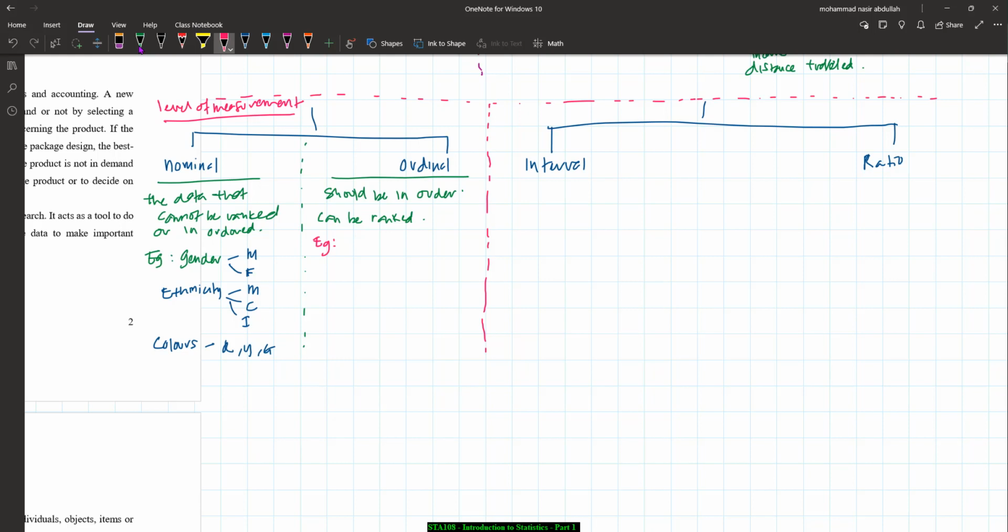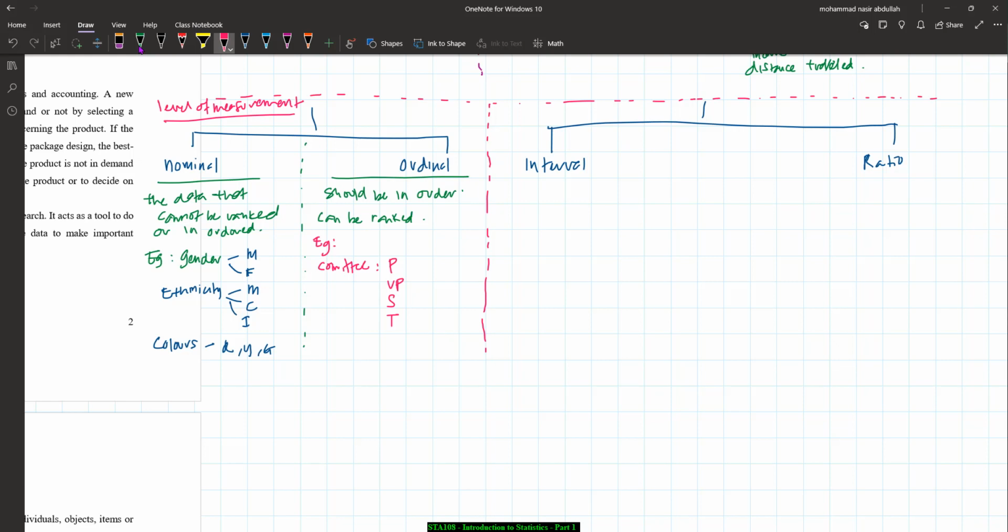For example, a committee. We need to start from president, vice president, secretary, and treasurer, right? So it must be in order. This is a categorical value: president, vice president, secretary, and treasurer. You cannot say treasurer, president, vice president, and secretary. They must be in order.